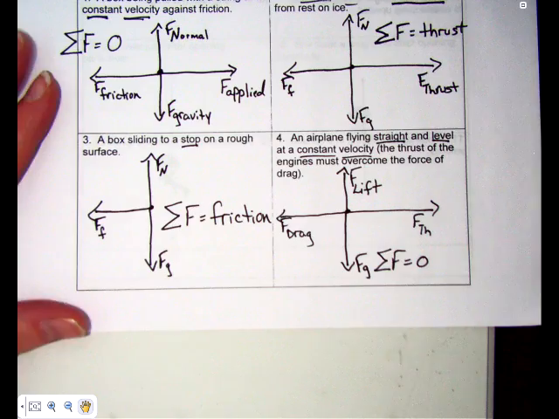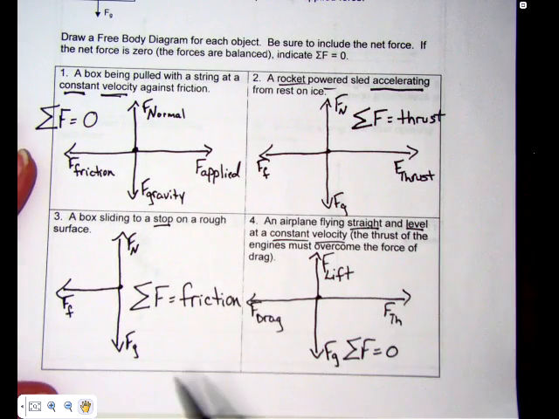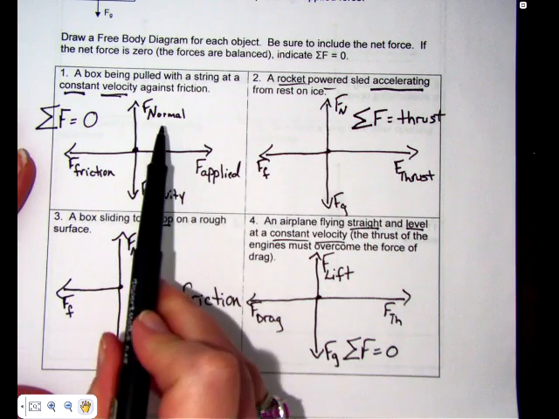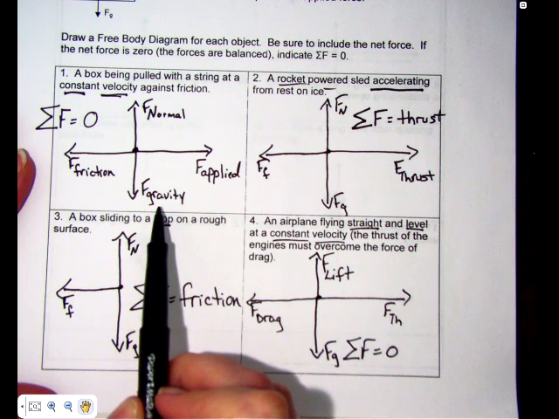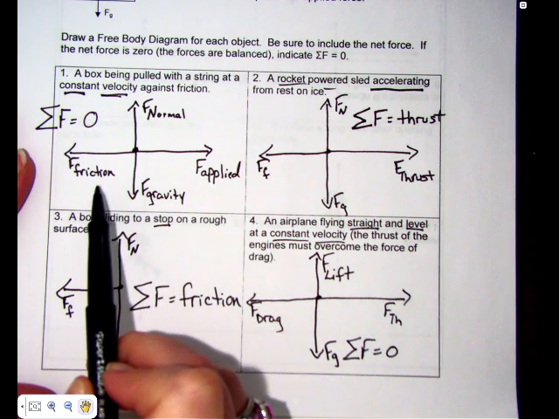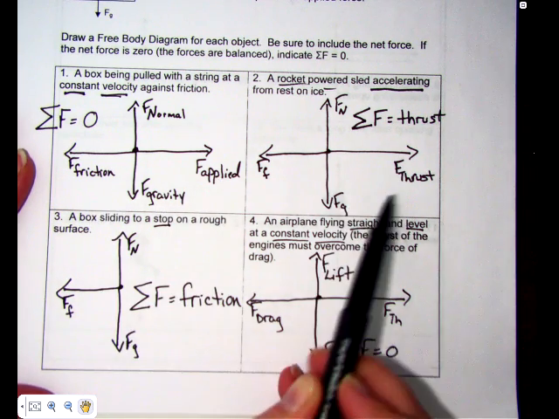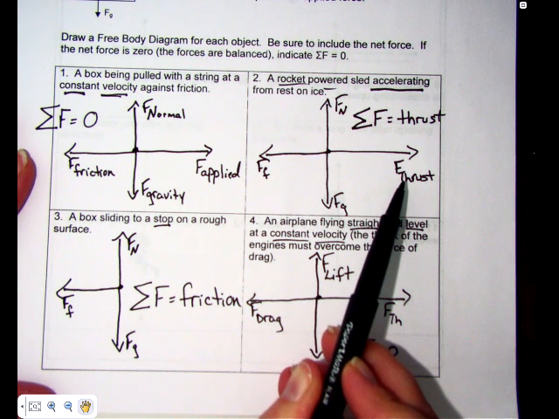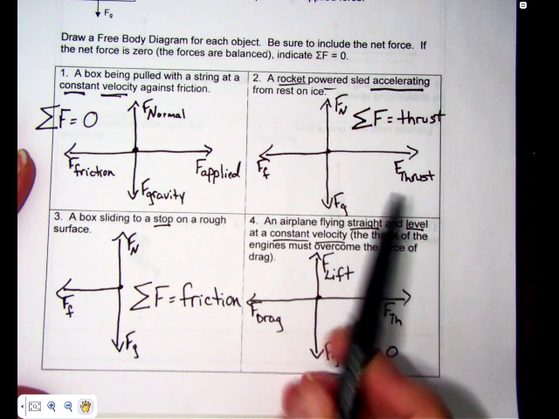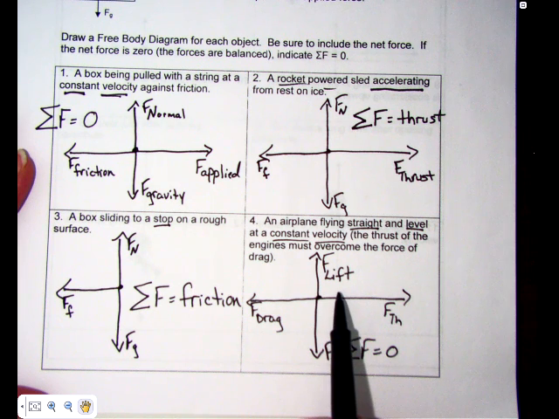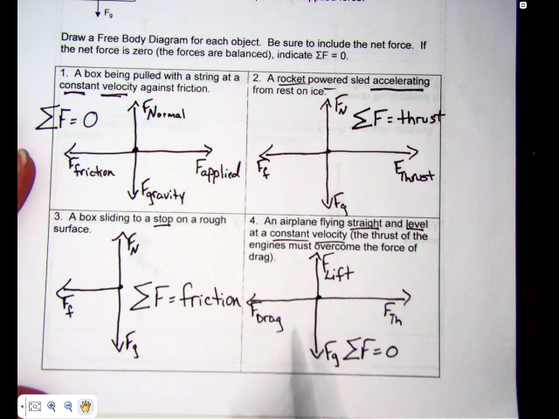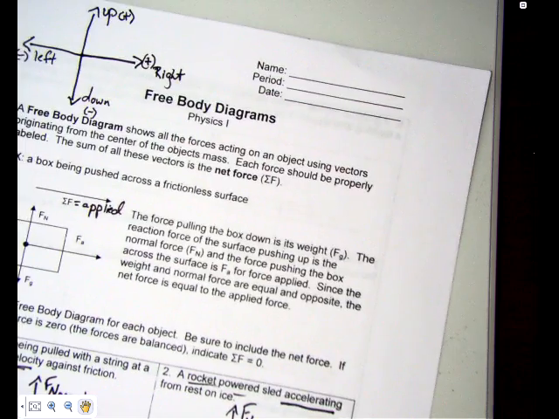Okay, so within these first 4, we demonstrated normal force and gravity, applied force and friction, thrust in the case of an engine or rocket, lift, and drag. Okay? Let's look at number 5.